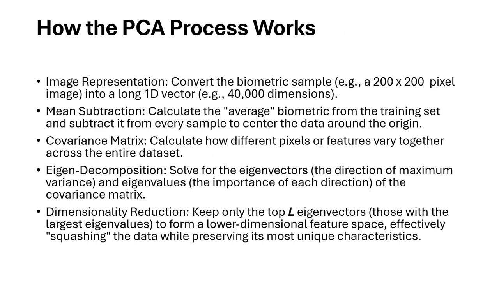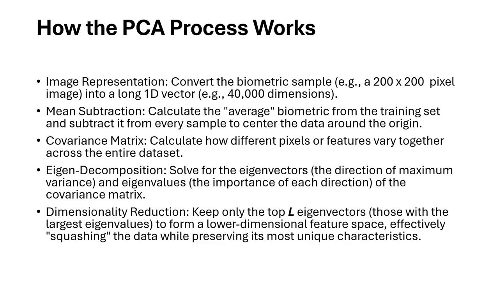So how does PCA work in the biometric context? The typical workflow involves several mathematical steps that translate the physical traits into a digital signature. The first step is image representation, converting the biometric sample into a long one-dimensional vector. Then mean subtraction: calculate the average biometric from the training set and subtract it from every sample to center the data.